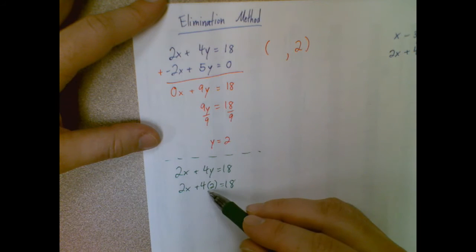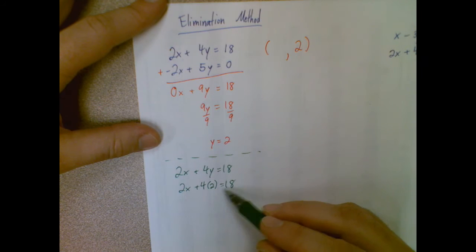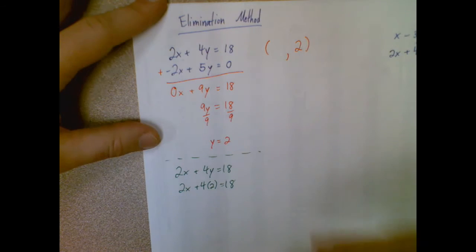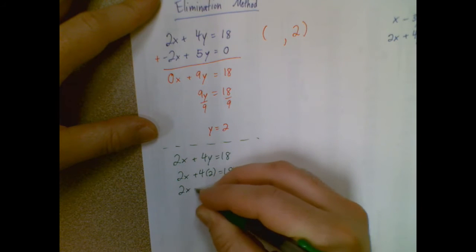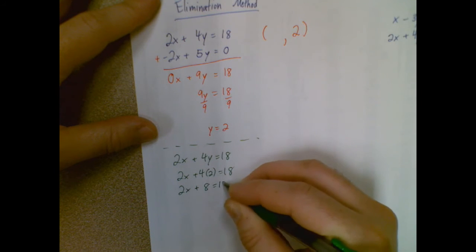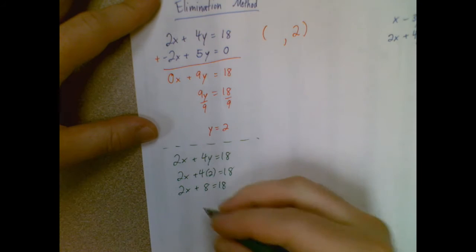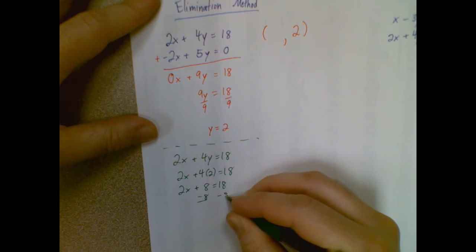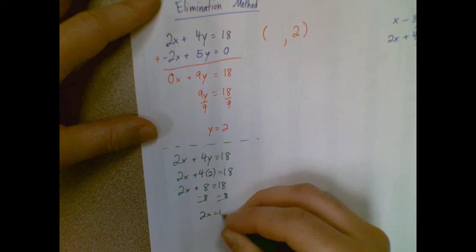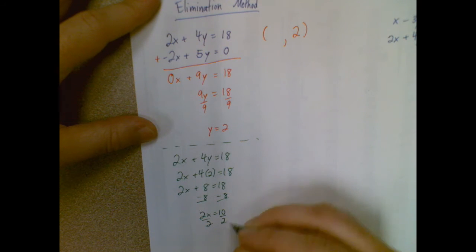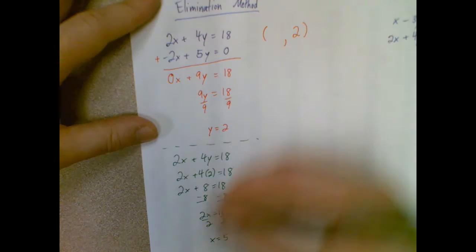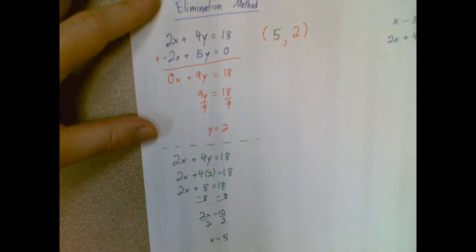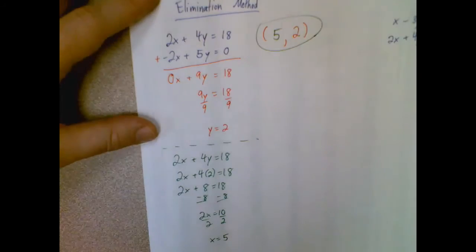So all I have to do here is solve for x because there's no y's anymore. So once again, I had that one equation, one variable. So 2x, 4 times 2 is 8. Subtract 8 from both sides. Divide by 2, divide by 2, x equals 5. So I'm going to come up here, put that in my x spot. My answer for this one is 5, 2.